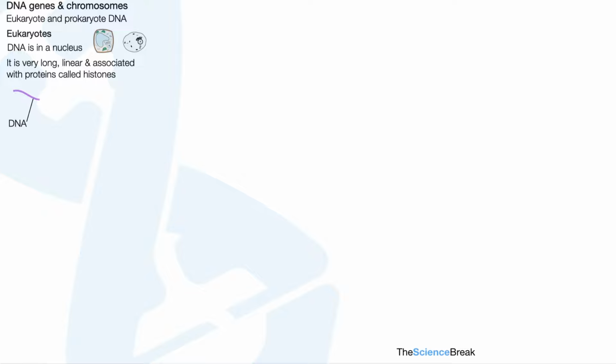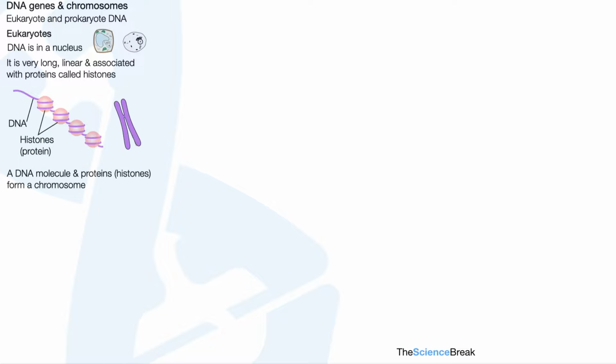Here is a molecule of DNA. Here are our histones, which are spherical proteins, and the DNA is associated with those histones. It can then be further packaged and arranged to make chromosomes. A DNA molecule and proteins, the histones, form a chromosome.